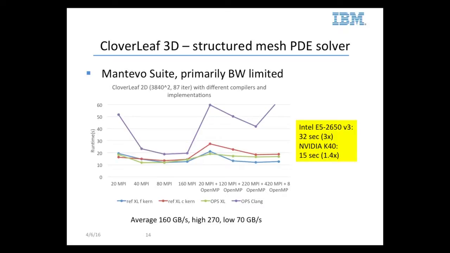And this is actually almost 1.5 times faster than a K40 GPU, let alone an Intel CPU. That's another factor of 2 there. So this is a very nice looking application. This is a structured mesh stencil computation. This actually vectorizes very well. So the IBM compilers went and vectorized, I think, about 90% of the computational loops in this application.